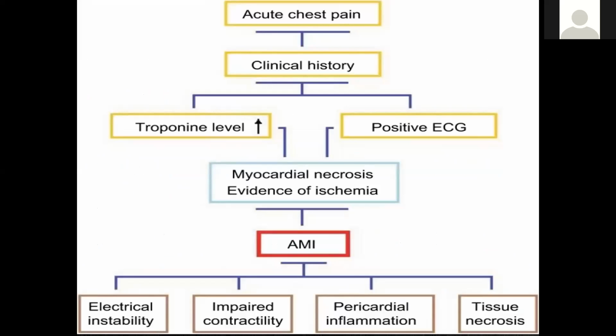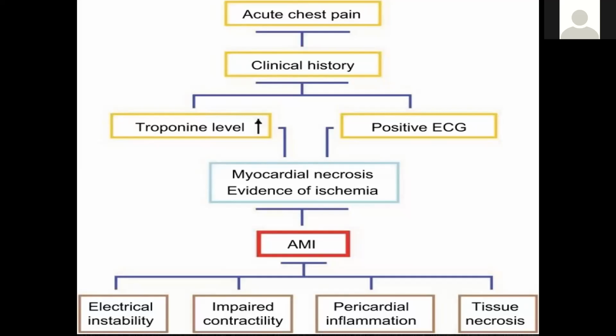Yes, as I told you, when to land up into markers, biomarkers, acute chest pain. So always clinical history is important. So positive ECG, and of course troponin is considered the gold standard. Myocardial necrosis with evidence of ischemia, and ultimately it leads to electrical instability, impaired contractility, cardiac inflammation, tissue necrosis, all those things.